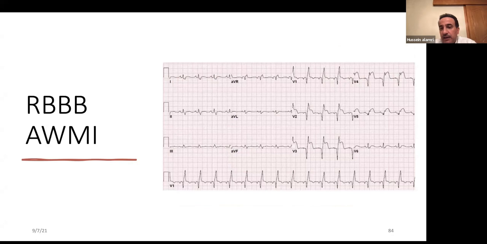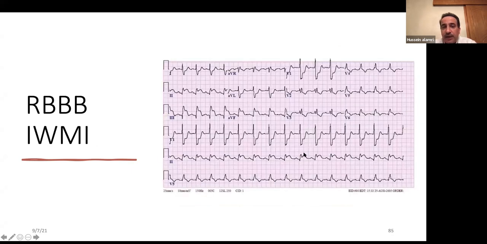This is another example where there's extensive ST elevation. Again, if you apply the same rule, you draw a line at the end of the QRS and you draw a line from the TP segment, you can easily identify the ST elevation. Always remember this rule when you look at bundle branch block.